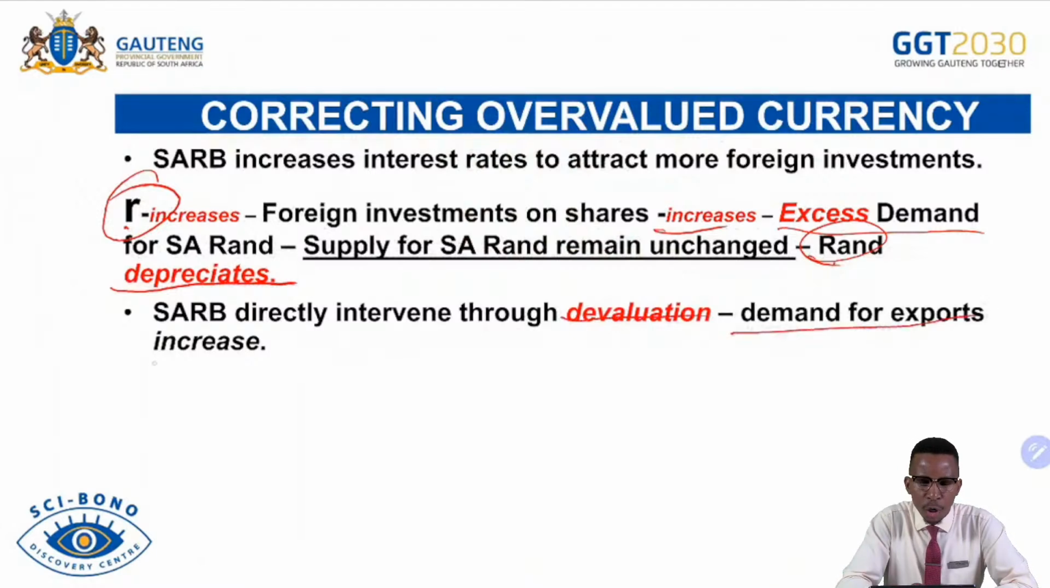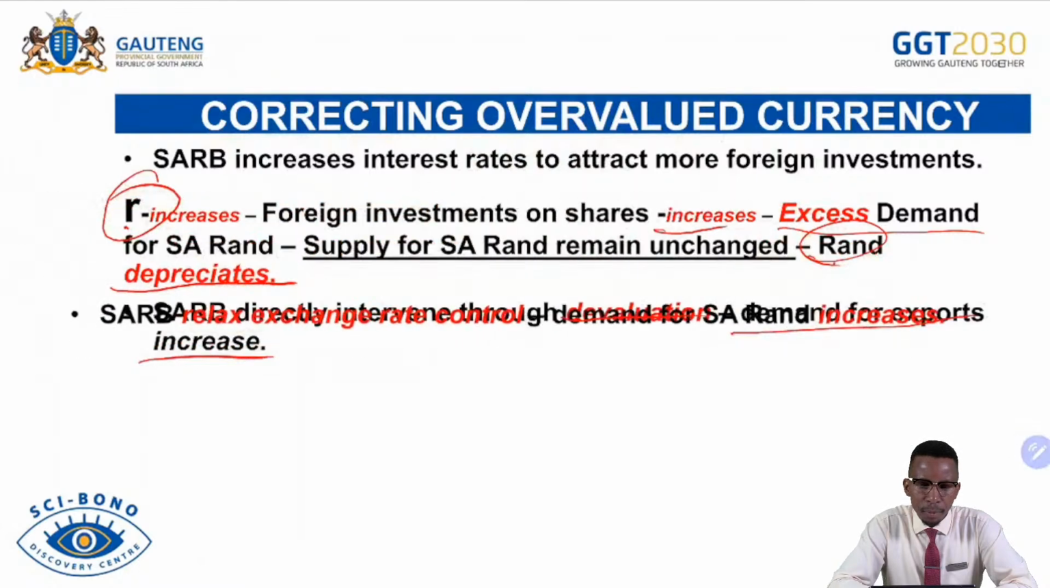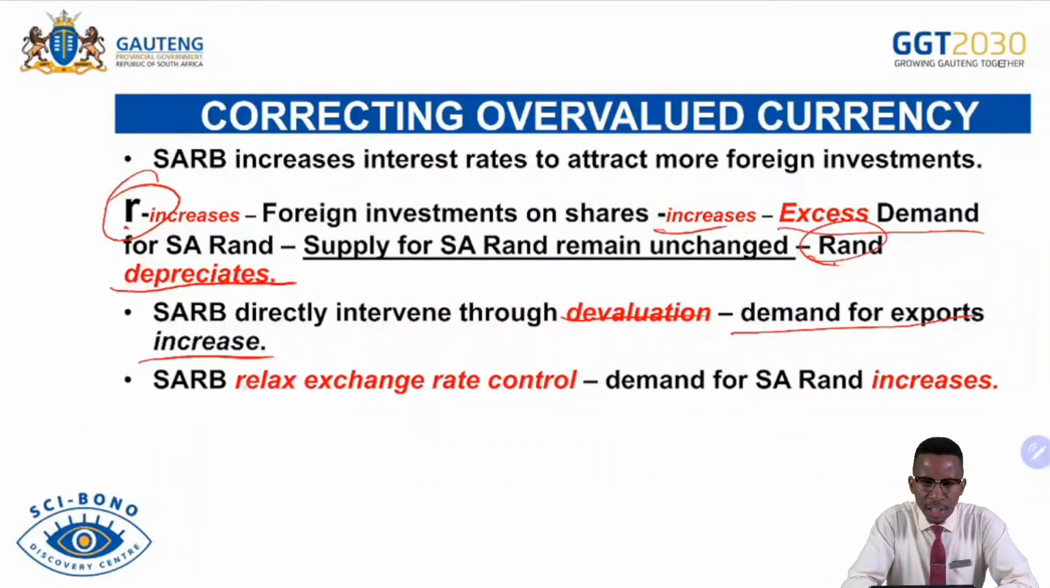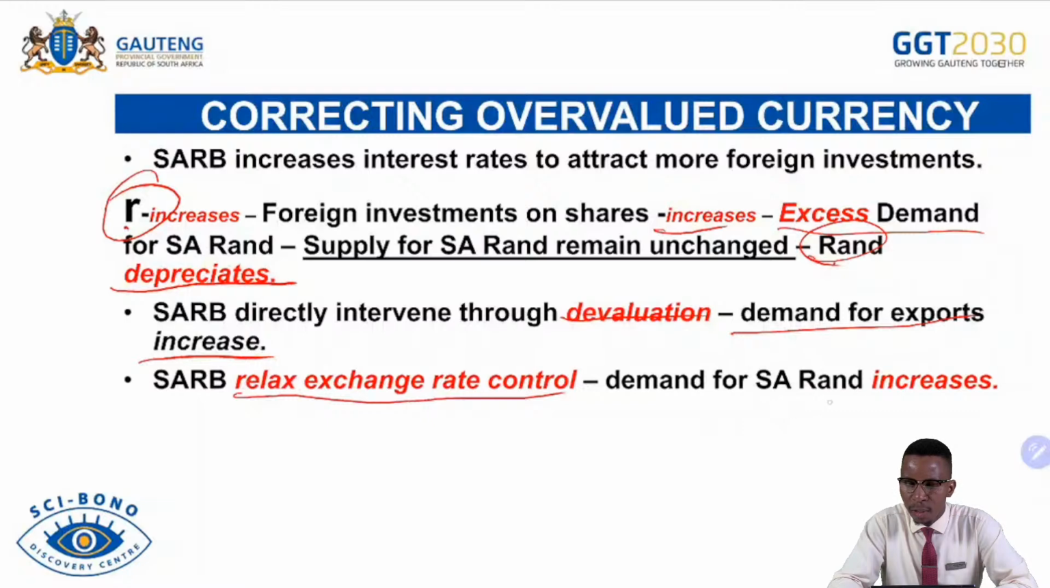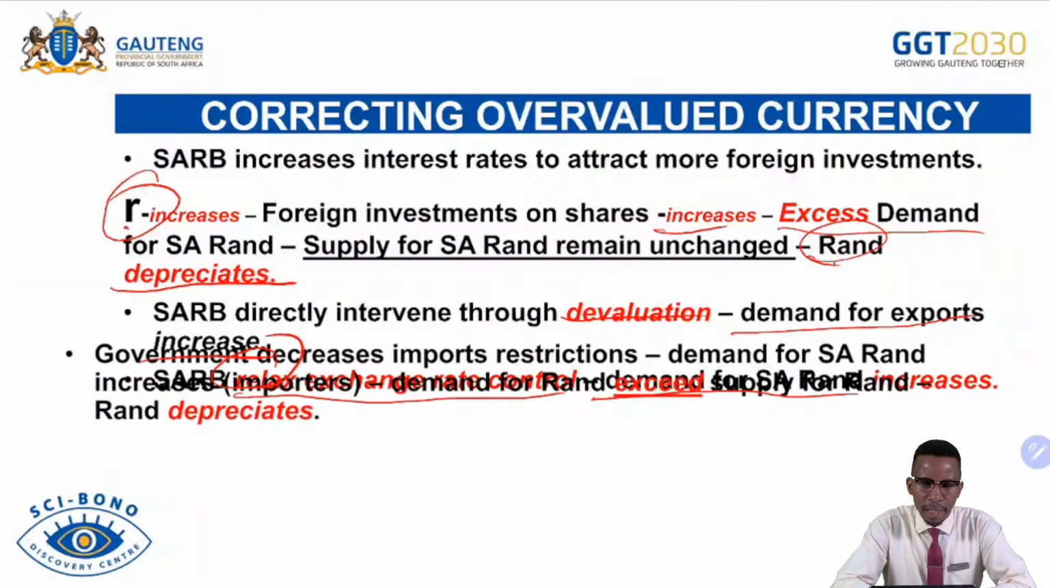The demand for exports will be increasing in that case. The South African Reserve Bank can relax exchange rate control. The demand for the South African rand can also increase. If the Reserve Bank relaxes exchange rate control, or those policies are relaxed, making it easy for foreign people to access our rand, then the demand for the rand will be increasing in foreign markets.